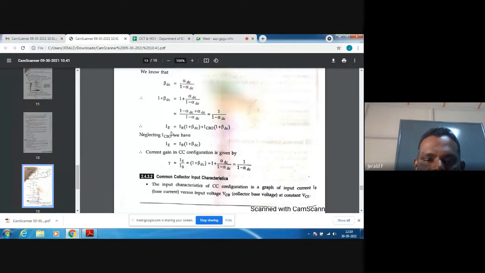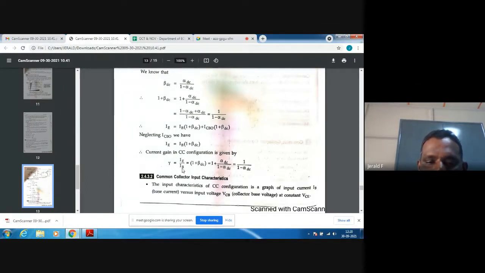Finally, you can substitute the value of IE. IE is equal to IB plus IC. IB is nothing but 1 plus beta DC, and ICB is negligible. So IB into 1 plus beta DC. Okay, so finally this is the value for the IE current. IE is equal to IB plus IC, you can change it to IE is equal to IB into 1 plus beta DC.